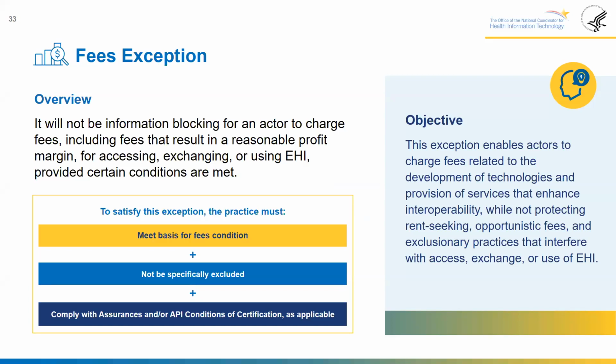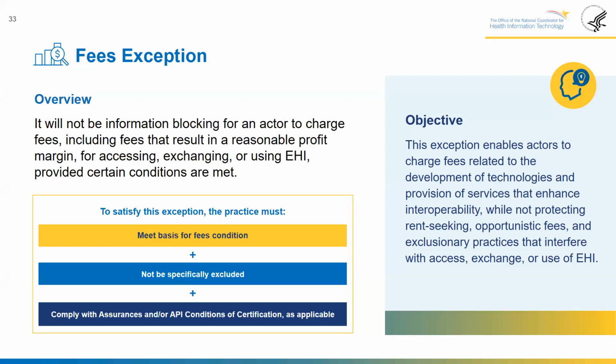And our goal with this exception is not to set any particular fees related to products or services for access, exchange, or use of EHI, but rather to allow the market to define the appropriate price for such products or services so long as certain methods are followed and certain criteria are met.